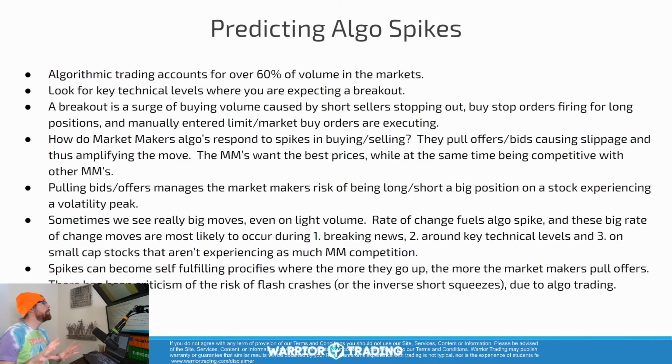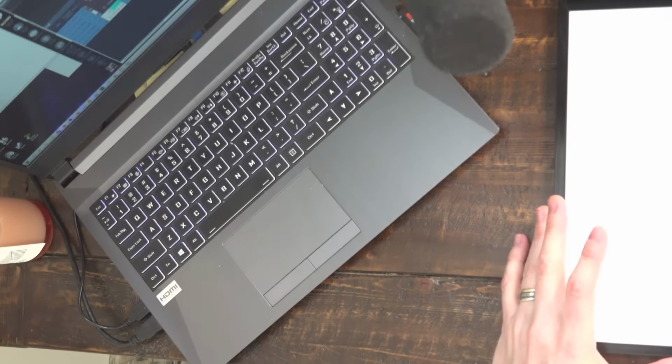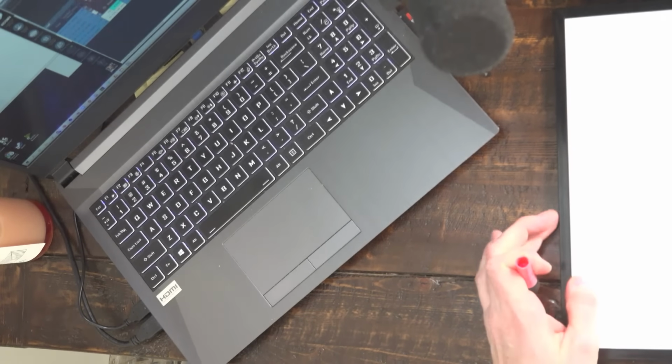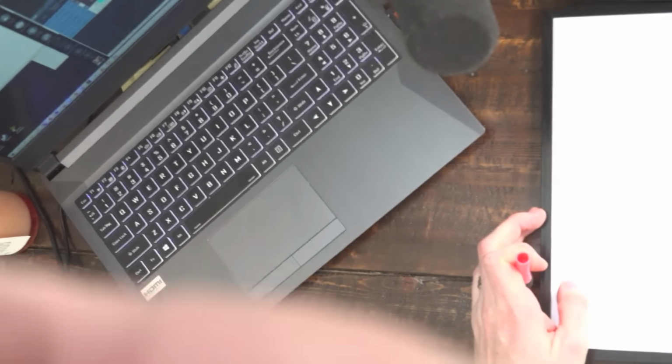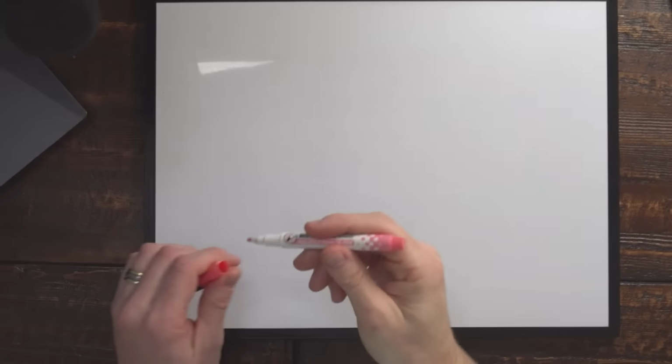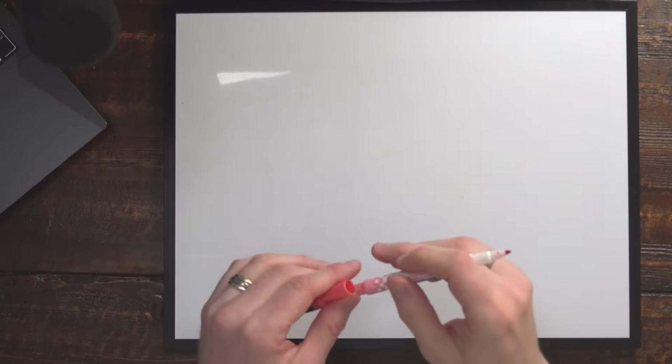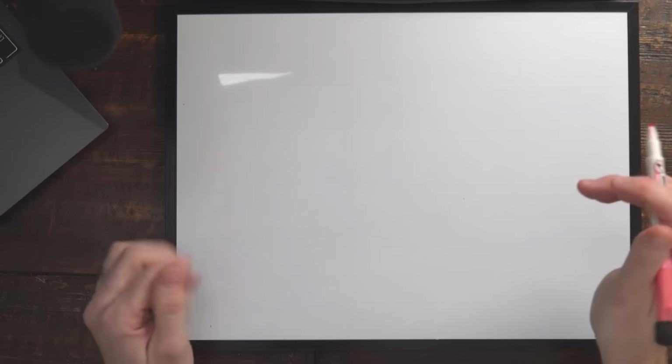So how do market maker algos respond to spikes in buying and selling? Let me pull up the whiteboard here for a second, and I'll give you a little lesson on this. There we go. All right, let's just talk for a second, super high level, about the purpose of a market maker. A market maker is making the market.